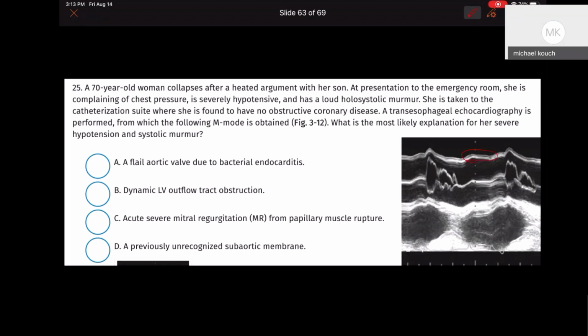So let's think about it. She's 70, she's hypotensive, and she has a loud holosystolic murmur. Okay? So number one, that's going to take you through a differential diagnosis. She's taken to the cath suite. She has no obstructive disease. And the M mode is obtained here. So what could potentially cause a holosystolic murmur, even if you don't know what this M mode is, and after this question you will. What causes a holosystolic murmur and hypotension?